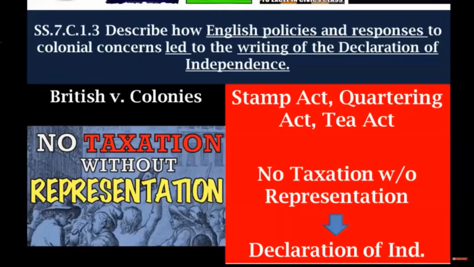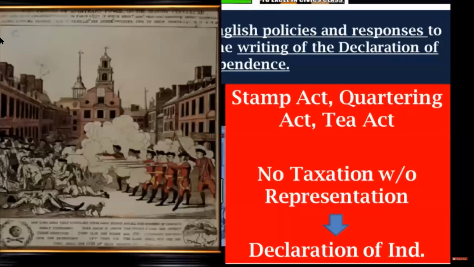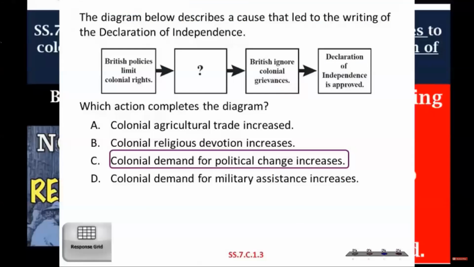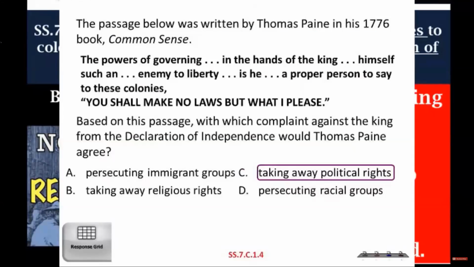Also remember things like the Boston Massacre and finally Lexington and Concord, in which fighting had started before we even declared our independence. So for questions about events leading up to the Declaration, your answers are either the taxes, the British soldiers and the Quartering Acts, or how they ignored our complaints.